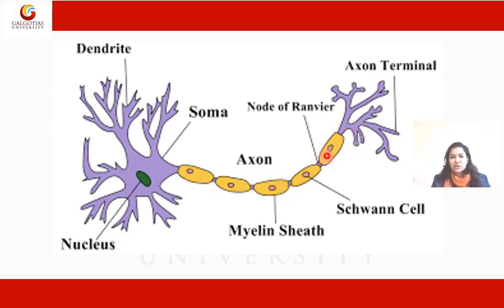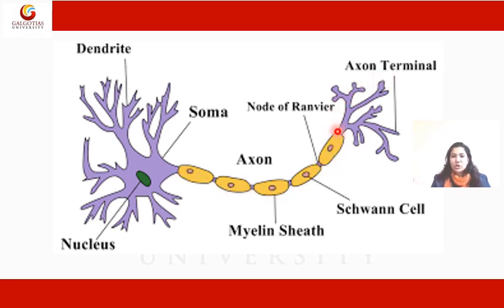This axon has the myelin sheath protection over it. This myelin sheath is made up of Schwann cells. The myelin sheath over the axon provides insulation for faster travelling of the nerve electrical impulse.